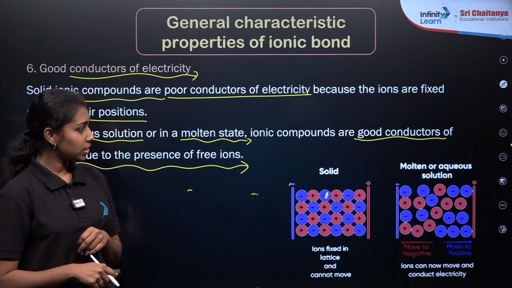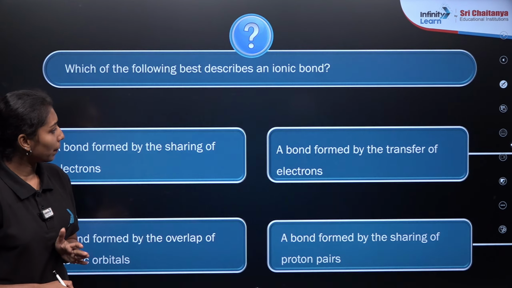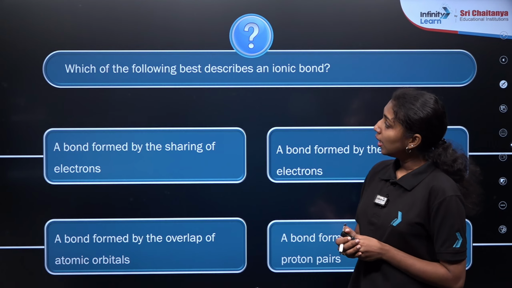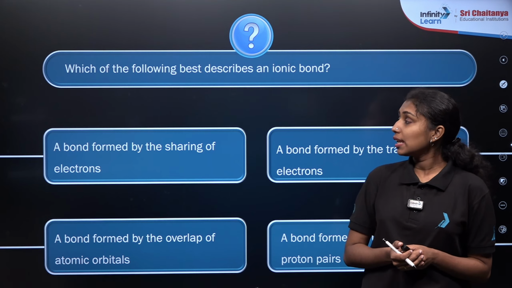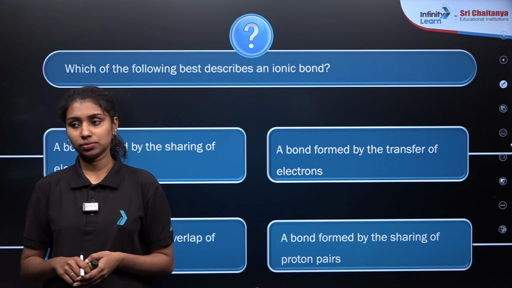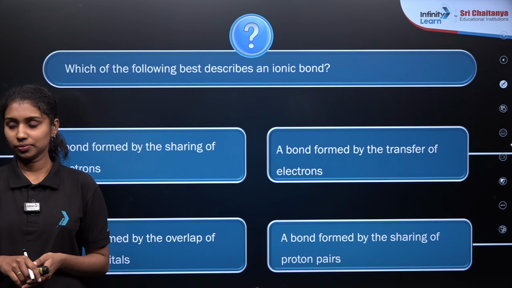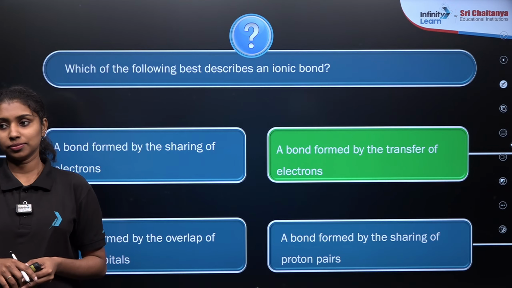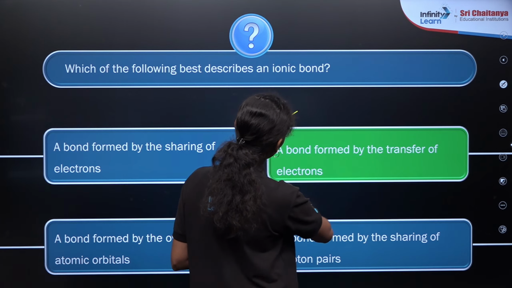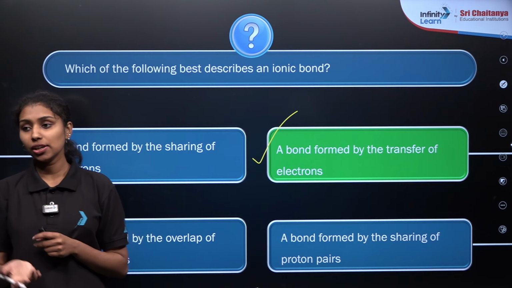Now let us practice some questions which we have discussed in this class. Very basic questions. We need to just revise the topic. So here is the first question. Which of the following best describes an ionic bond? Yes, option B, right? I have already repeated many times. It is the bond formed by the transfer of electrons between metals and non-metals.